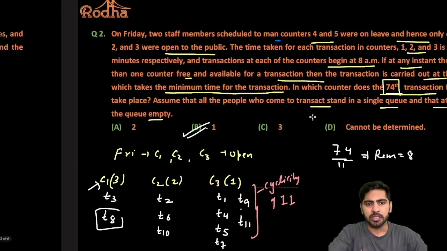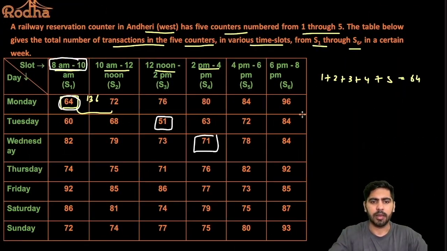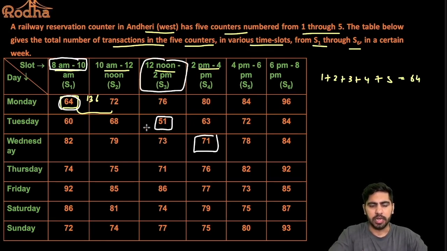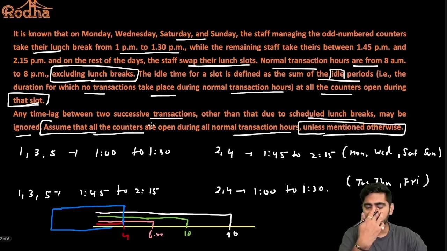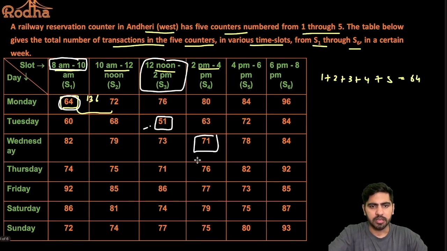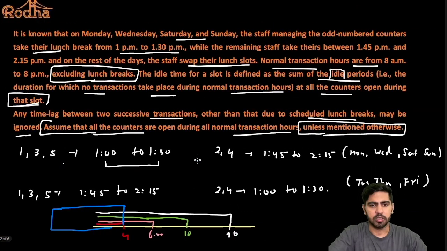Now, if you see here, what is the timing of slot 3? Can I say 12 to 2, right? And we are talking about Tuesday here. So on Tuesday, in the slot of 12 to 2, can I say for half an hour, counters number 1, 3, and 5 are empty? So can I say 30 minutes of each of the counters is getting wasted? And hold on, my bad. This is Tuesday, right? Okay, this is Tuesday. So Tuesday is here, anyways, okay.